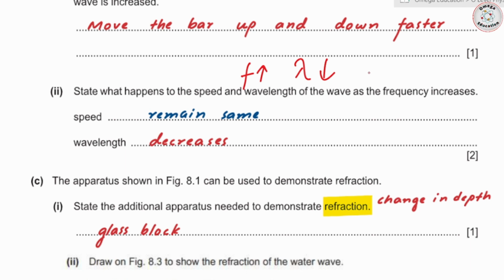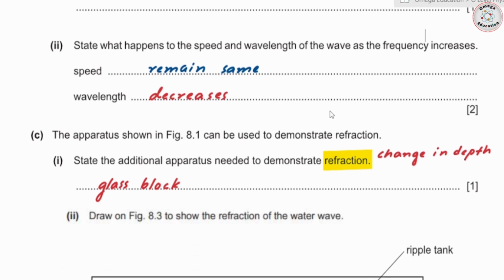And the product of these two, which is v equals f times lambda, if one thing is being increased, the other thing is being decreased, the product would be the same. So it would appear that there's no change in the speed.